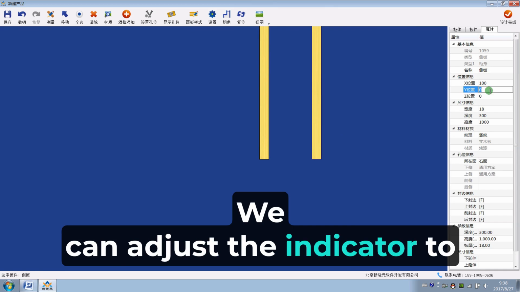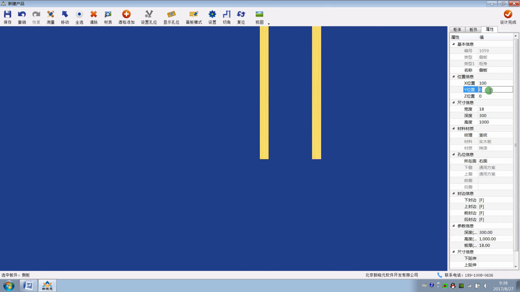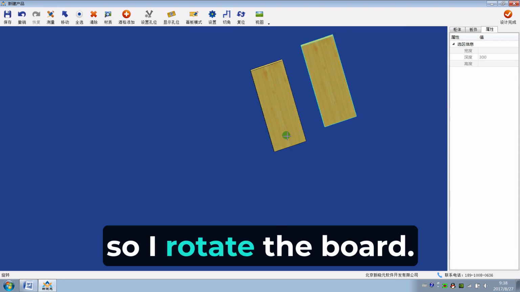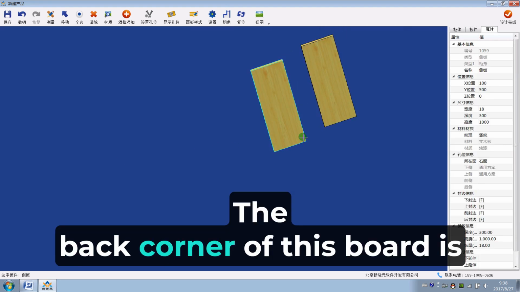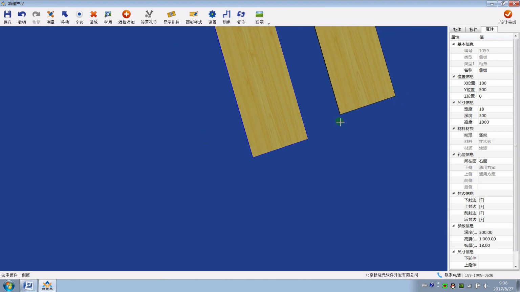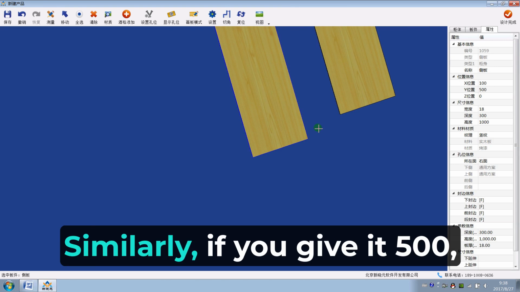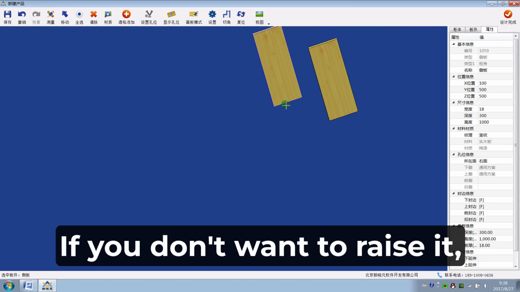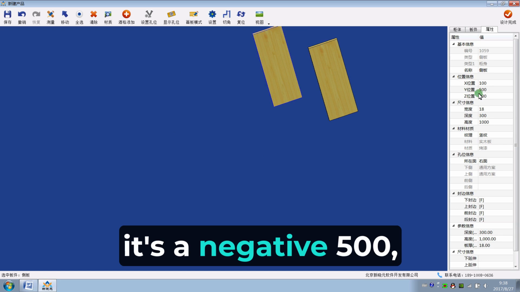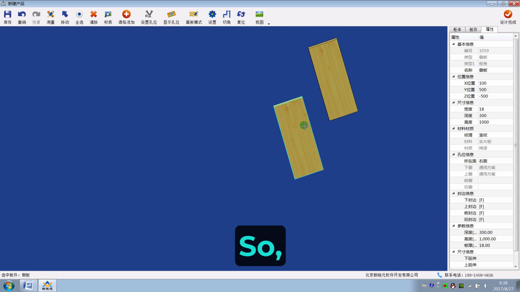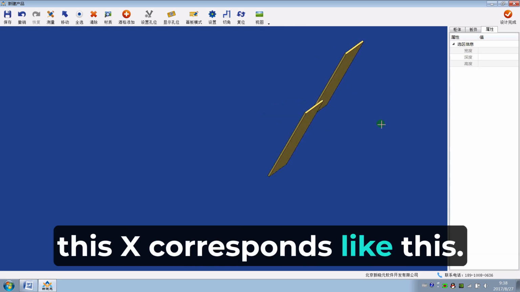We can adjust the indicator to give it 500. It might not be visible, so I rotate the board. The back corner of this board is 500 from the 0 point forward. Similarly, if you give it 500, it raises 500 in height. If you don't want to raise it, it's a negative 500, lowering it by 500. So, this corresponds like this.